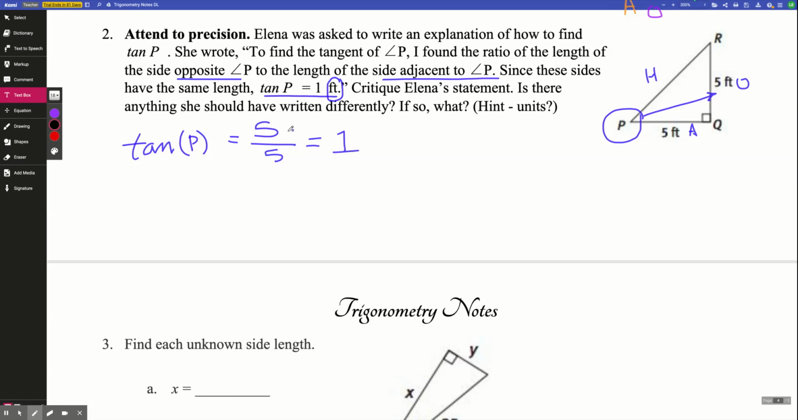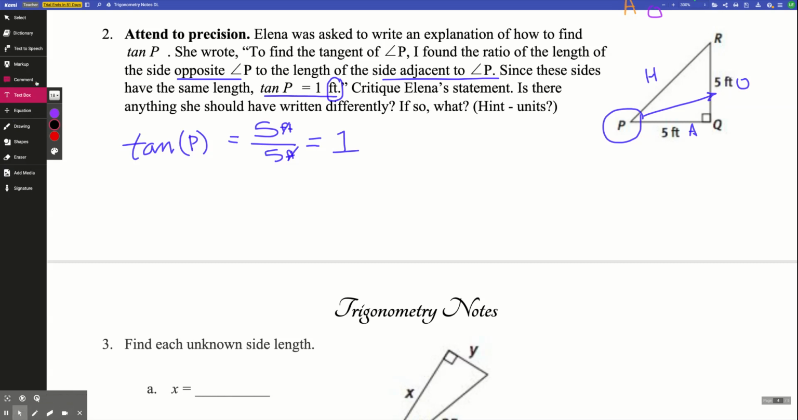Okay, because what happens is if this 5 is 5 feet and this one is also 5 feet, then the units cancel each other out. So when you're dealing with a ratio, you're not actually going to have units in your answer. It's only if you're looking for one of the side lengths that you end up with a unit, like feet or inches or something like that, in your answer. So that was the only problem with her statement, was the units.